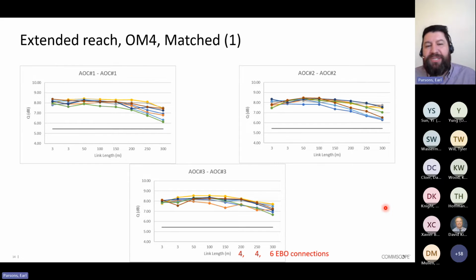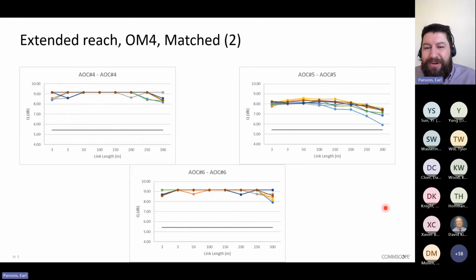So as we get to 250, 300 meters, we do see the Q start to decrease. Again, we're seeing a lot of modal dispersion. We're going almost triple the reach that these transceivers are specified for. But we still have some margin. We're still above the Q limit of 5.4 dB.